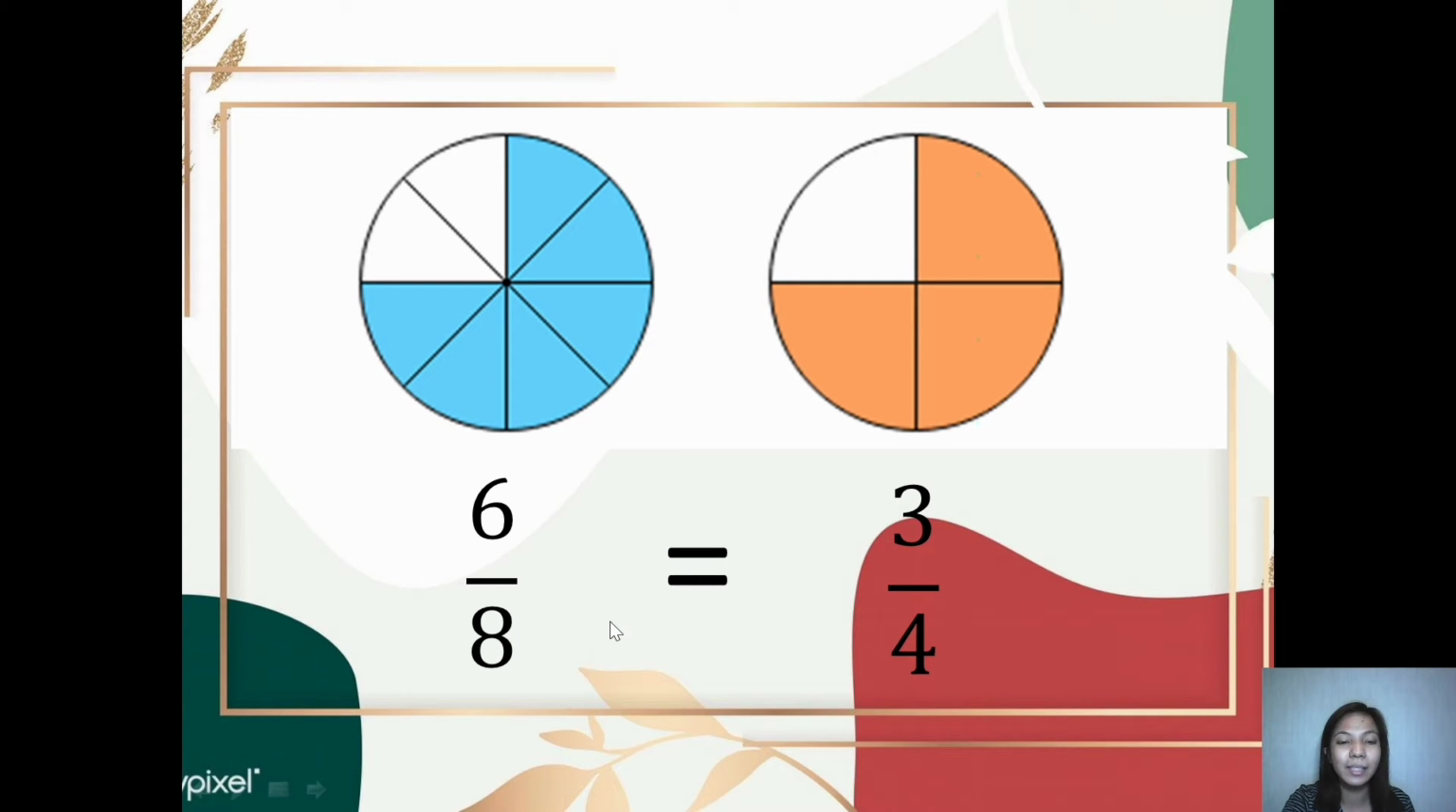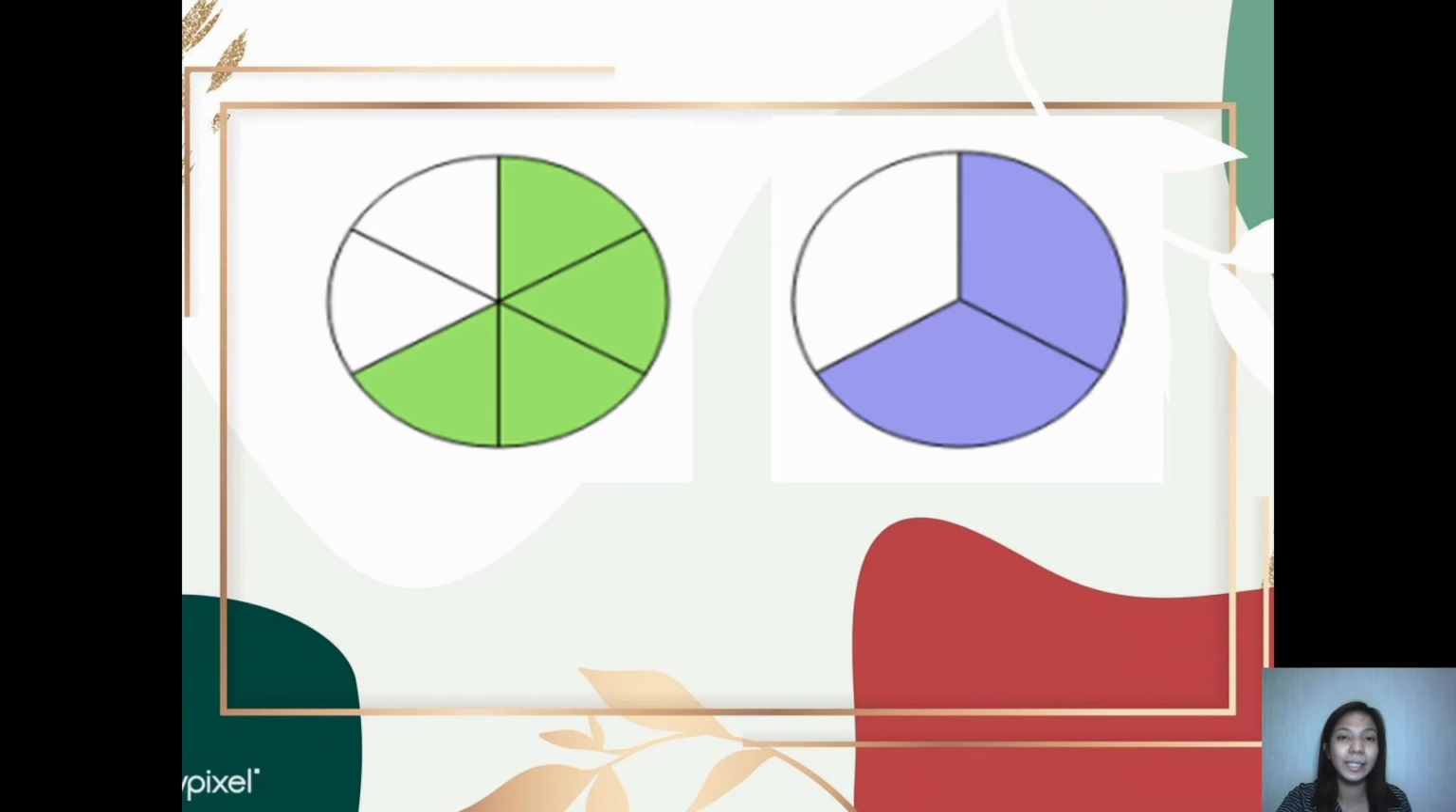So meaning to say, the simple form of 6 over 8 is 3 over 4. Understand? Okay. Next, another example.